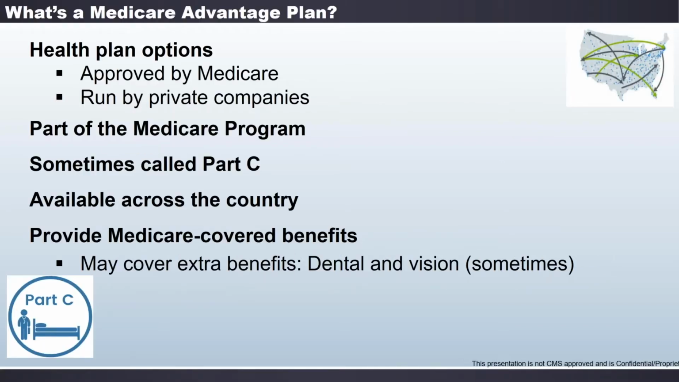So there's some options. First of all, they have to be approved by Medicare, and they're going to be run by private companies that are part of the Medicare program. Sometimes you'll hear them referred to as Part C. They're available based on the county that you live in, right down to the zip code. They provide all of Medicare covered benefits, and many of these pick up some extras. Most common will be the dental and vision. They're not required to; they're just required to cover everything that A and B covers. But you'll see that they'll come in and pick up a few additional things.